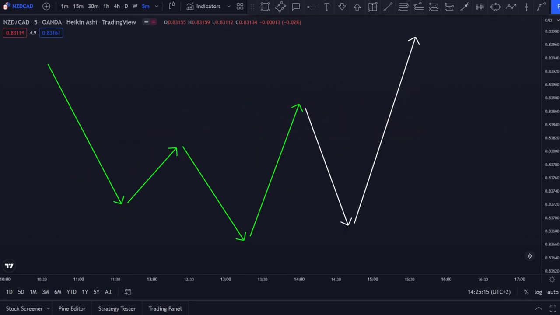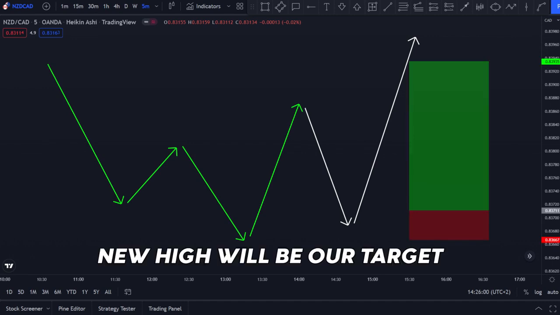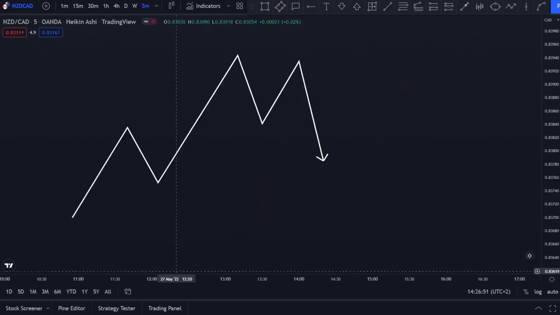Now that we know this pattern, to complete it as a full strategy we can use new highs as our targets, because this pattern represents a change in market structure and we are taking advantage of it. And then the bearish side of this structure is just the same thing but vice versa.